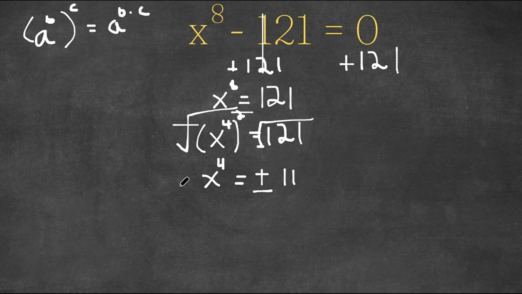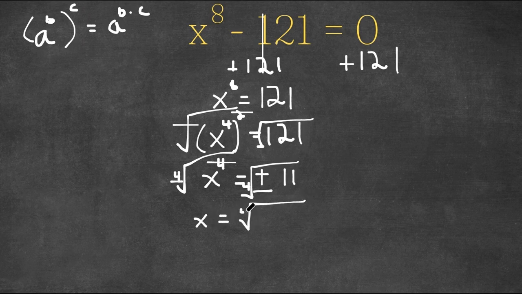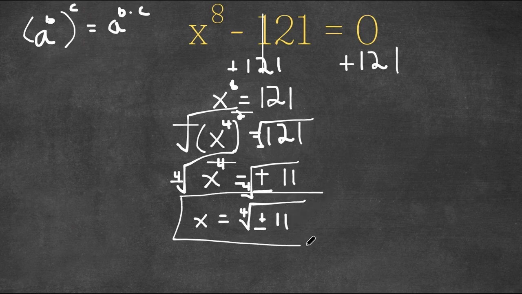Now we're going to take the fourth root on both sides. By doing that, these two would cancel out. So we are left with x equals the fourth root of positive negative 11. So this is our answer.